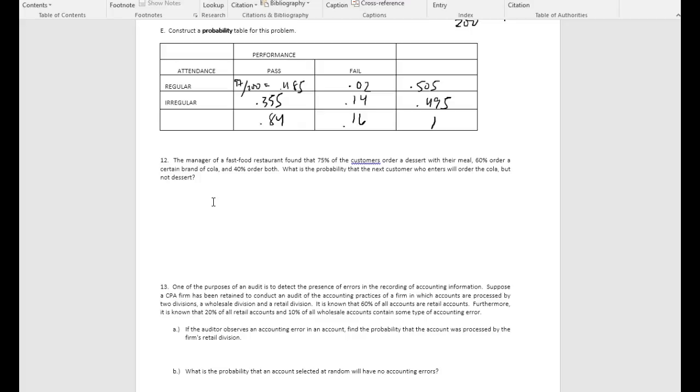If we're writing down what we know, 75% of customers order a dessert, so we'll say probability of dessert equals 0.75. 60% order a certain brand of cola, so the probability of cola is 0.6. The probability of both, meaning they order both dessert and cola, equals 0.4.